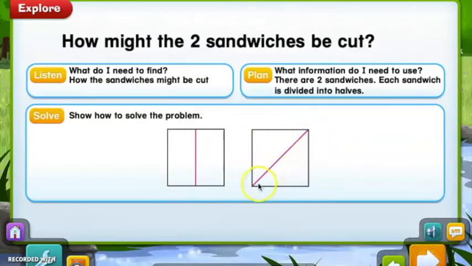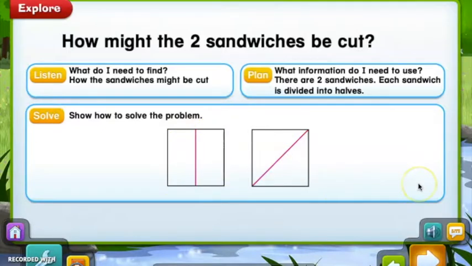The pieces are now in a triangle shape, right? So, still cutting the same whole into halves, just cutting it a different way, and therefore making the pieces look a little bit different as well. So we have a sandwich that is cut into halves in triangular pieces, and we have a sandwich that's cut into halves in rectangular pieces.